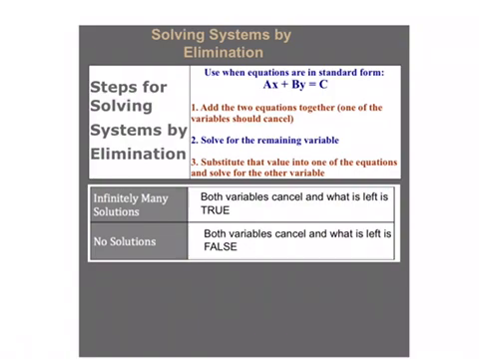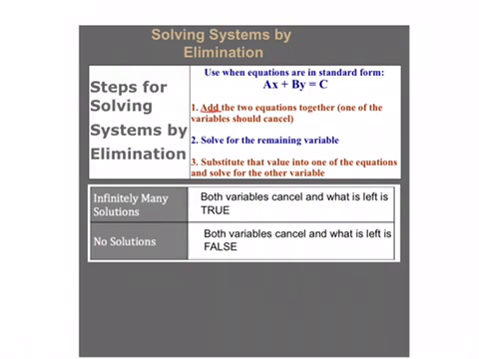The first step then, once we're in that form, is to add the two equations together. It's really important that you're adding. This is one thing people like to subtract, but for elimination, we want to add the two equations together. In order for elimination to work then, one of the variables needs to cancel out. Once we do that, step number 2 then is solving for the remaining variable. And then step number 3, we have to substitute that back into one of the equations to solve for the other variable.